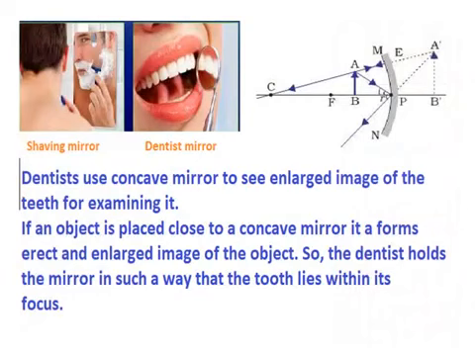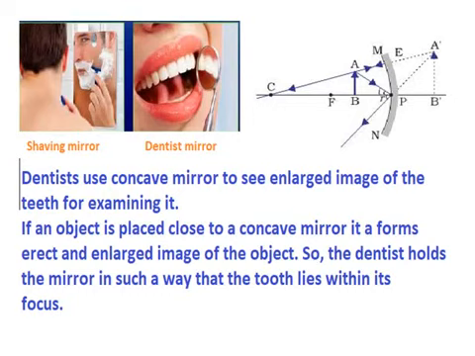This is the next application of the spherical mirrors: the mirrors used for shaving, and those used by the dentist. Both are similar. And what type of mirror is this? Obviously, this is a concave mirror, because for shaving as well as for the mirror used by the dentist to examine the teeth, the image should be enlarged. We need an enlarged image for seeing our face as well as for the doctor to see the teeth. So a concave mirror is used.